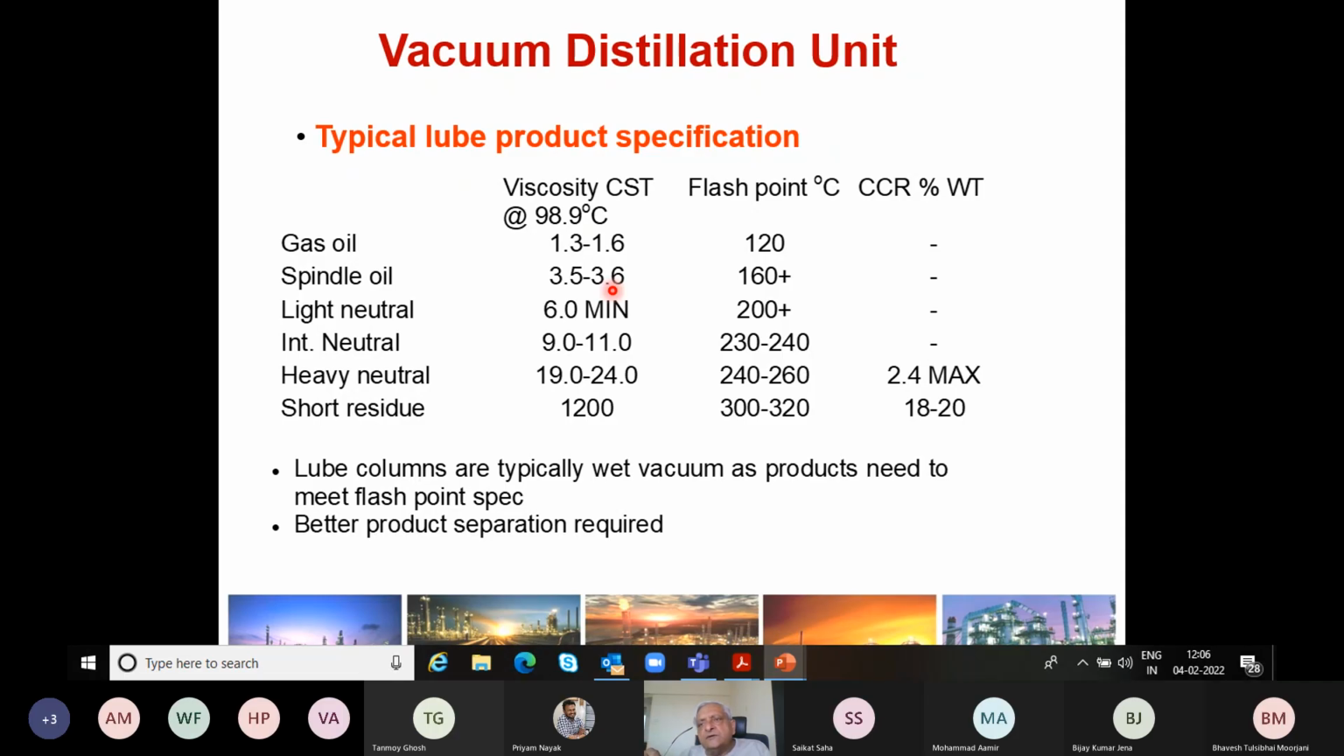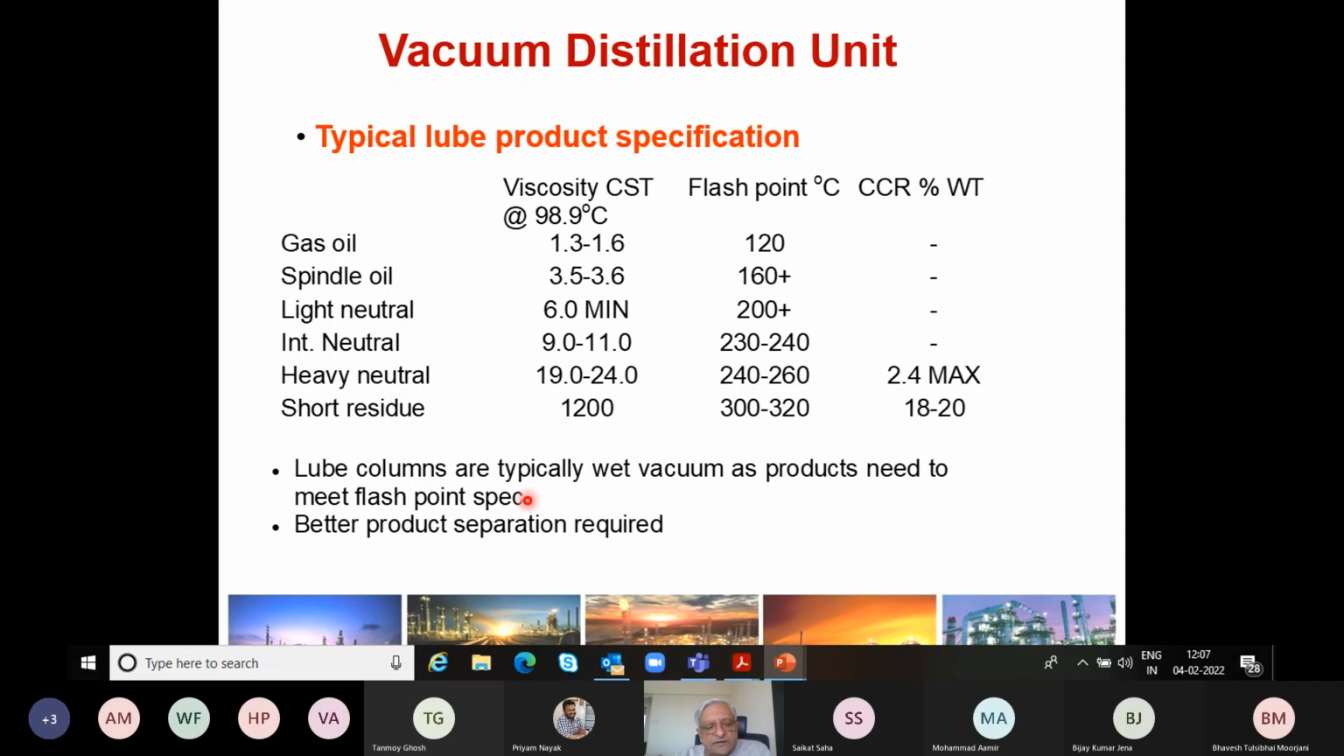So these are called industrial oils. So in your pump or in your compressors and stuff like that. There are a lot of rotating machineries which use lubricating oil, and this is the light oil which are used in some machines. Then comes the light neutral, and the intermediate neutral, and heavy neutral. In fact, the intermediate neutral is the most important and the precious lube oil, 9 to 11 centistokes at 210 degrees Fahrenheit, light neutral and heavy neutral being on either side, and of course short residue.